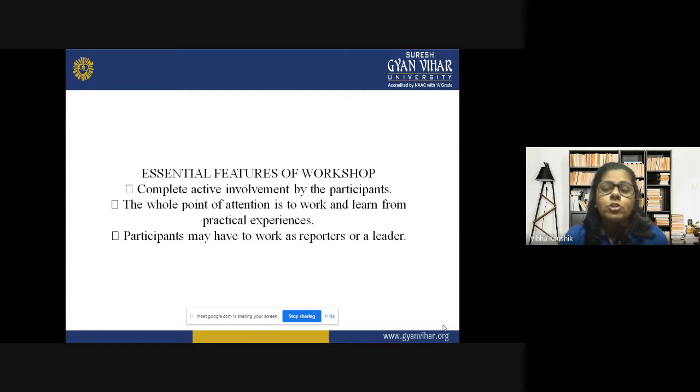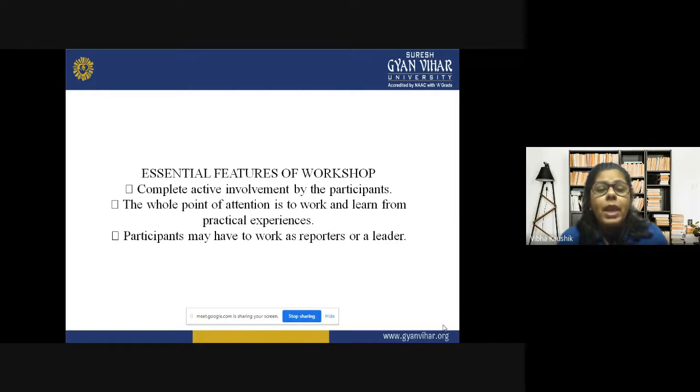Now, the essential features of workshop. What are the essential features of workshop? The first one is complete active involvement by the participants. When you have decided that you will conduct a workshop, every individual, every participant must be actively involved in that workshop. Second, the whole point of attention is to work and learn from practical experiences. A workshop is focused on learning by doing. They have to perform some work and learn, and by performing that work, they will learn new concepts from practical experiences, because they are involved in the learning process and are learning by doing.